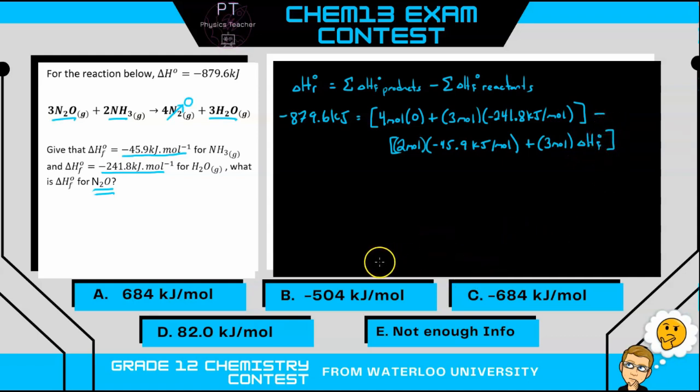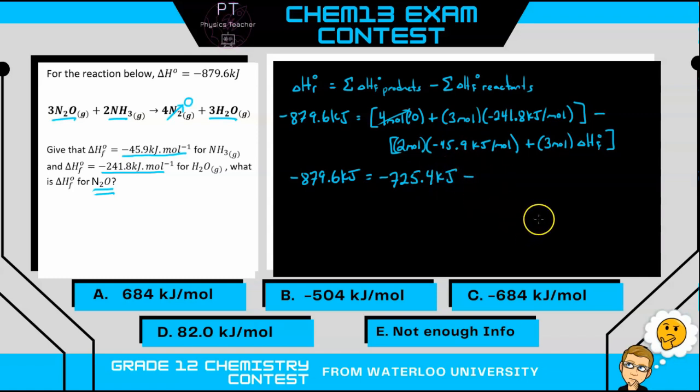So let's simplify this a little bit. We have minus 879.6 kilojoules. Now this first large bracket, we can punch all that into our calculator. Well, that is all just 0. But 3 times minus 241.8 kilojoules is minus 725.4 kilojoules.